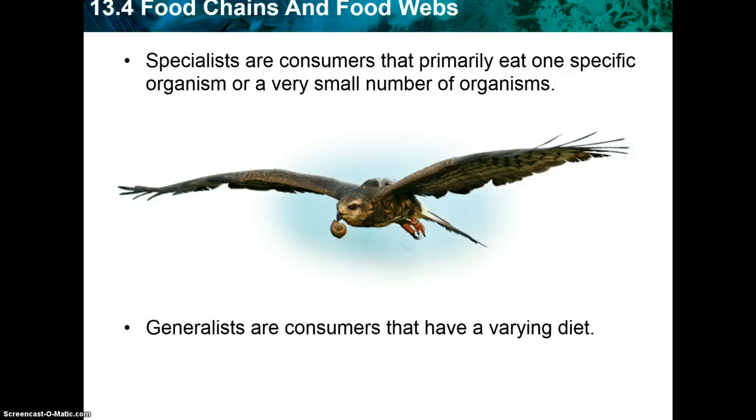Specialists are consumers that primarily eat one specific organism or a very small number of organisms. Generalists are consumers that have a varying diet. That's basically just so if you heard the term specialist or generalist, you knew what they meant.